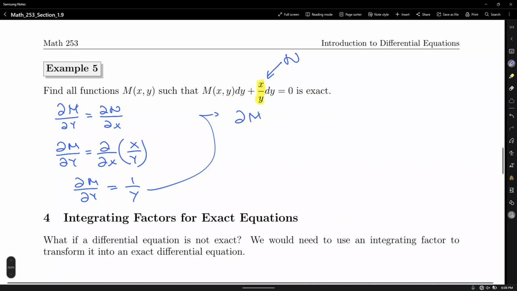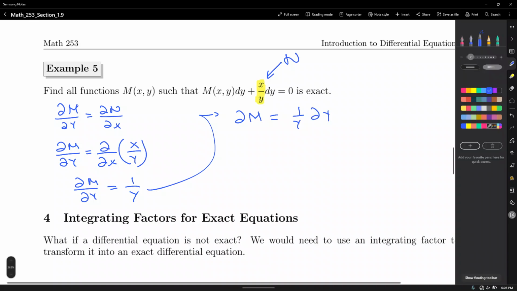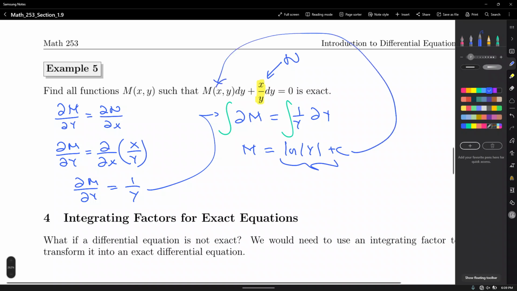So partial of m equals 1 over y, partial of y. How about we integrate both sides? That's going to give us m equals the integral of 1 over y. Isn't that ln of the absolute value of y, plus some constant of integration? So this is the function that has to be here in order for that equation to be exact.